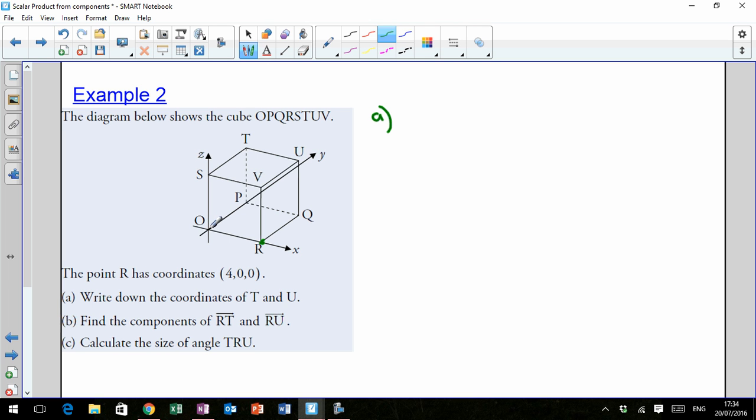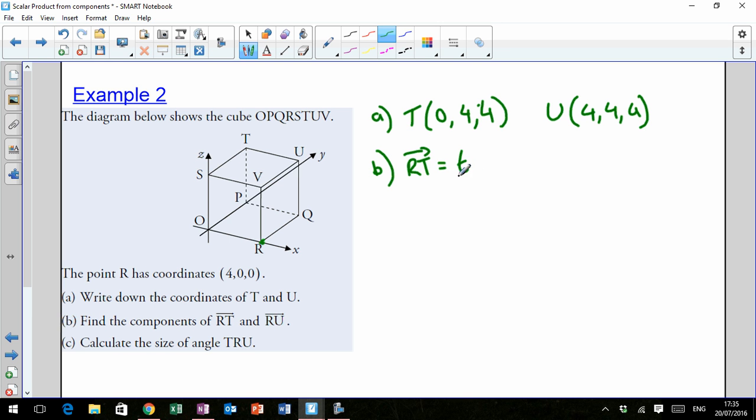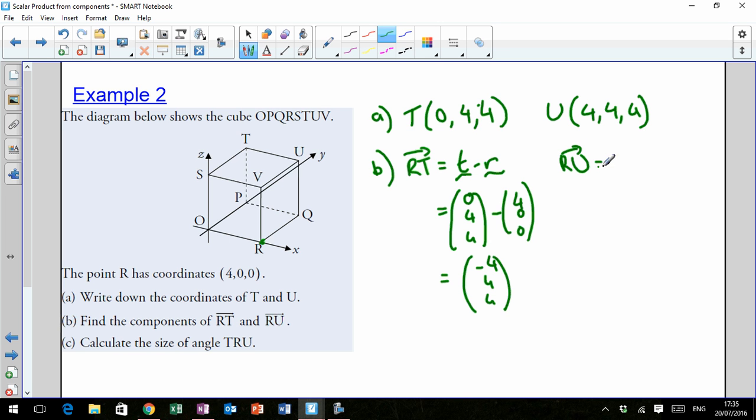So that means t is 0 on the x-axis, 4 on the y-axis, and 4 on the z-axis, so t is (0,4,4). And u, that's up here, so it's 4 along, 4 back, 4 up: u is (4,4,4). Part b is looking at the components of RT and RU. RT we know is t minus r. The position vector t is very similar to the coordinate, 0, 4, 4, subtract r, which is 4, 0, 0. So RT is (-4,4,4). Then we do something very similar for RU: u subtract r, that's 4, 4, 4 subtract 4, 0, 0, so that's (0,4,4).